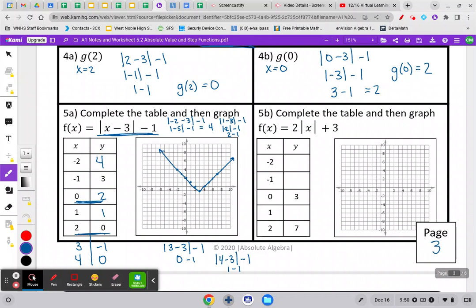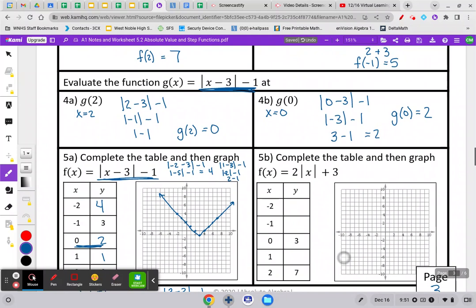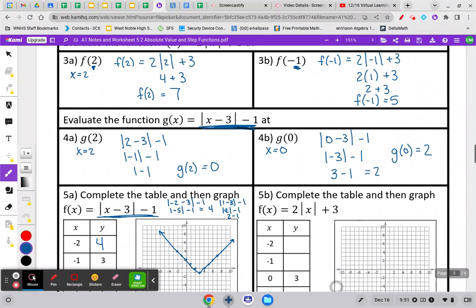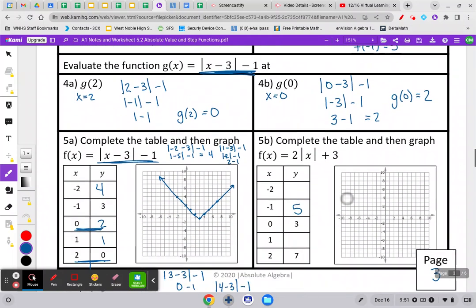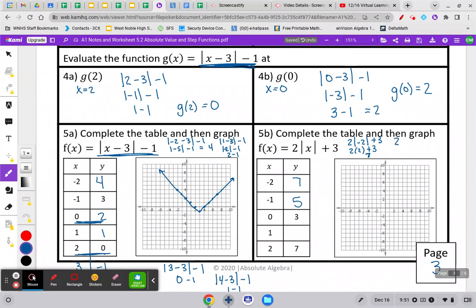For this next one, we also need to solve, which is the same actually as this top equation. f of 2 we already found was 7. f of negative 1 we know is 5, so we need to find 2 more. So I'm going to plug in negative 2. So I get 7 here. And then I'm going to plug in positive 1. And I get 5. So now I can graph this.